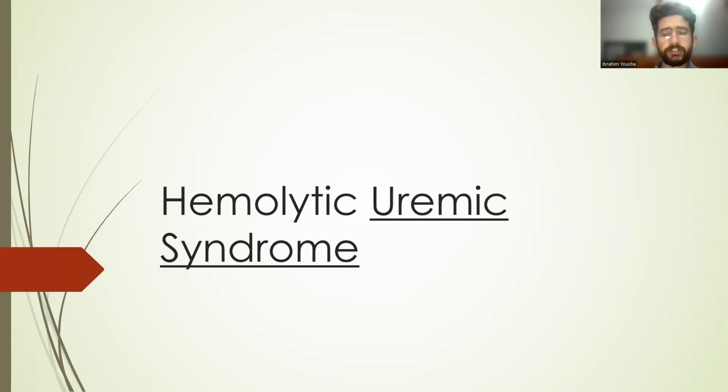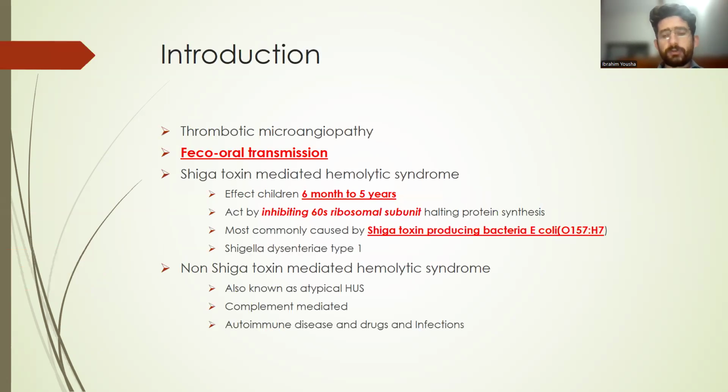So, what is hemolytic uremic syndrome? Hemolytic uremic syndrome is a thrombotic microangiopathy affecting mainly children. It has feco-oral transmission. It is mediated by two types of toxin, Shiga toxin and non-Shiga toxin. Shiga toxin mainly affects children between 6 months to 5 years of age. Shiga toxin acts by inhibiting the 60S ribosomal subunit and halting protein synthesis.